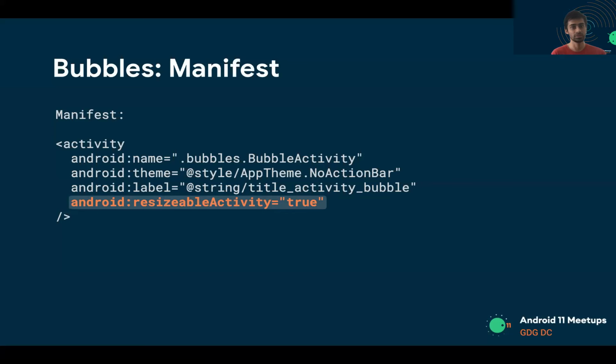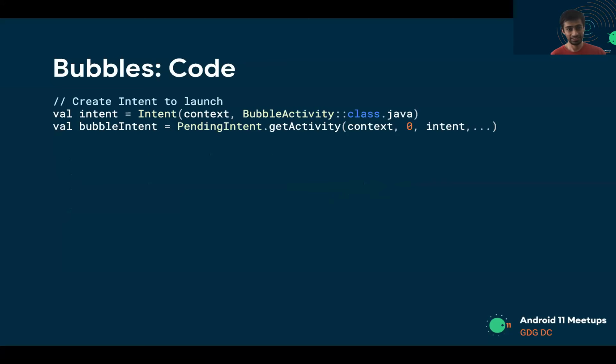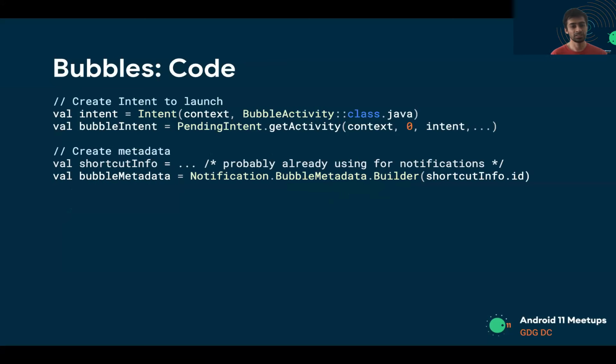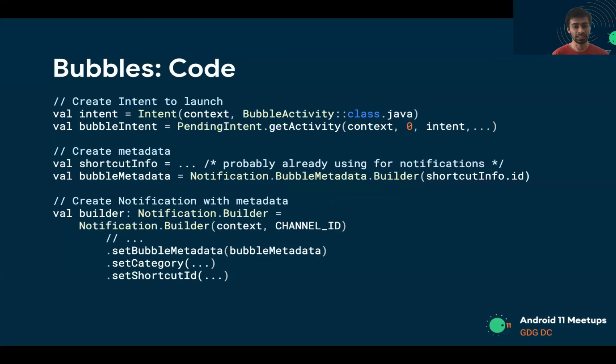And that activity is what's going to define your UI, but think of it as kind of a mini activity. So to start off in the manifest, you'll set the resizable activity to true. Next slide. And then this should look familiar if you are an Android developer. You're essentially creating an intent, attaching it to a pending intent. And then the only new part you'll notice would be this bubble metadata that you would have to create.